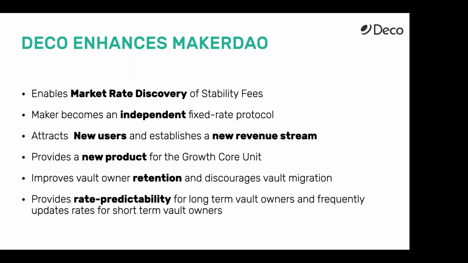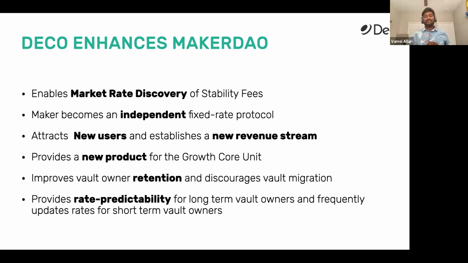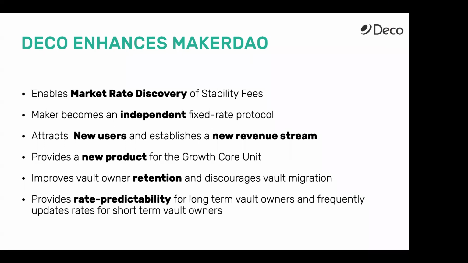Can I ask a clarifying question really quick, Vamsi? Yeah. So for Deco, the claim fee token, the way that Maker would be able to set the rate is by putting some sort of floor limit order on them, either through this auction mechanism. Okay, got it.